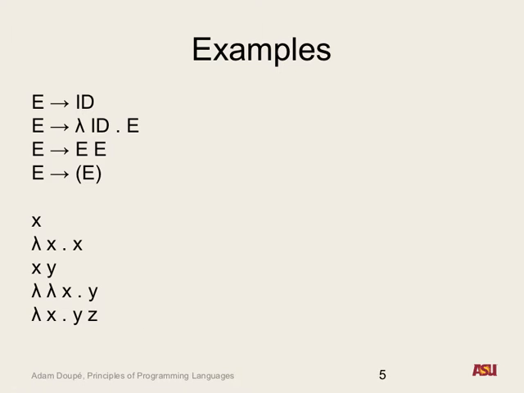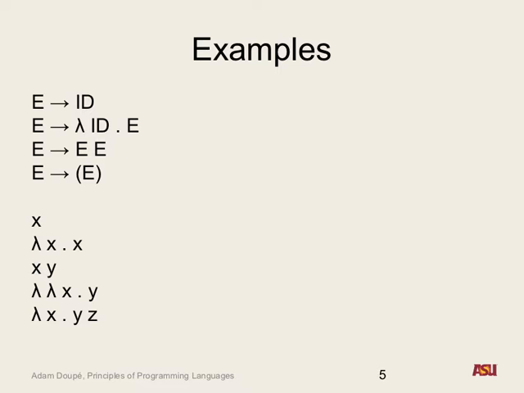So what's the question? Go back to your original question. I was wondering how you could have two IDs next to each other. Right, so the second rule gives us lambda ID dot expression. And we have expression is an expression and an expression. Then each of those is an ID. But let's peek forward a little bit.